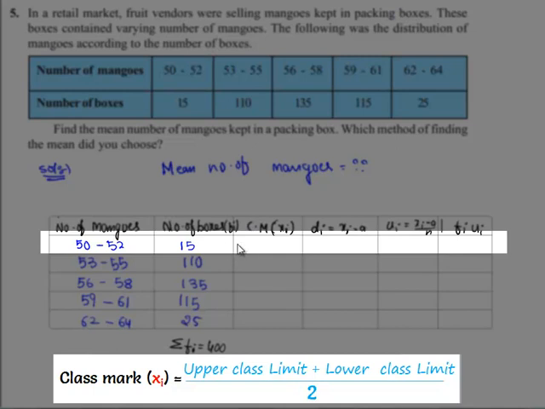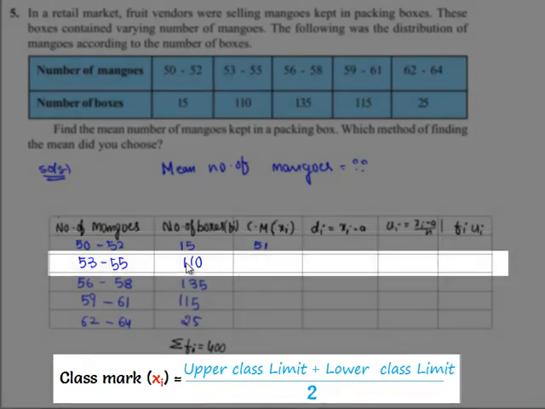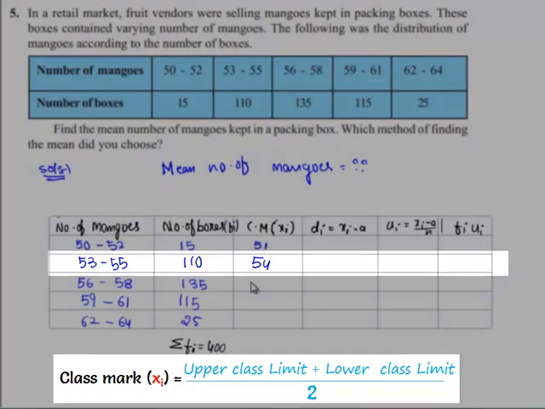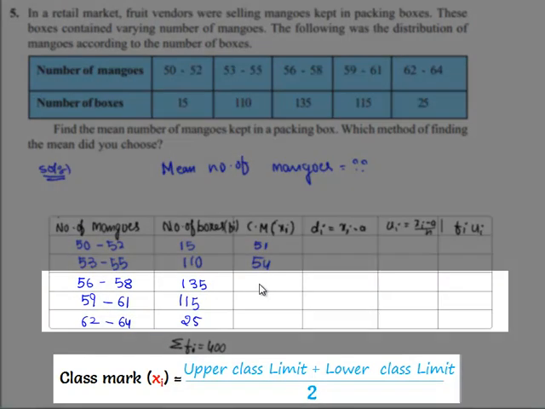Class mark for the first class is 50 plus 52 by 2. That is 51. For the next class, it's 53 plus 55 by 2. It's 54. And similarly, for the remaining, it's 57, 60 and 63.